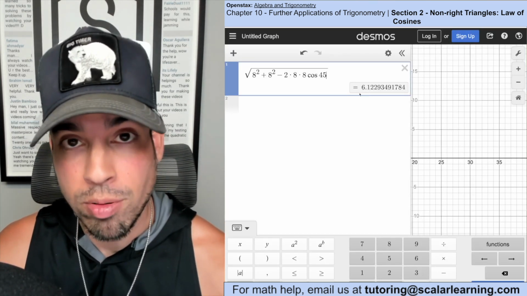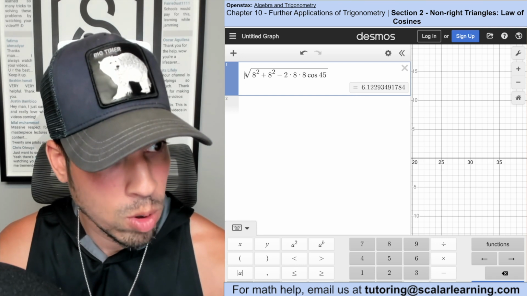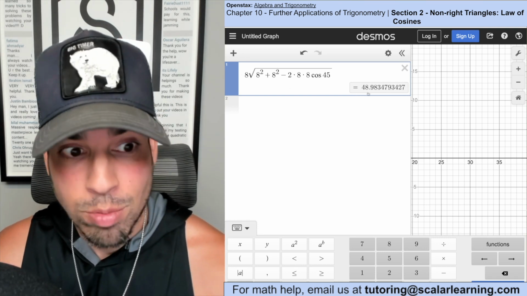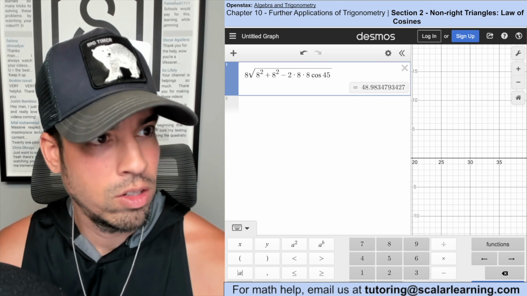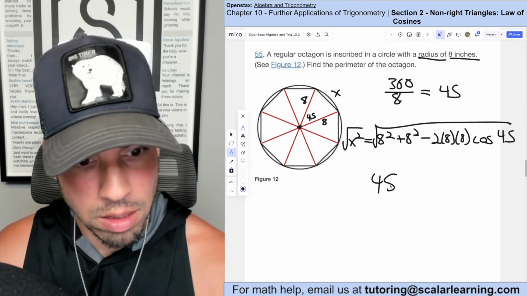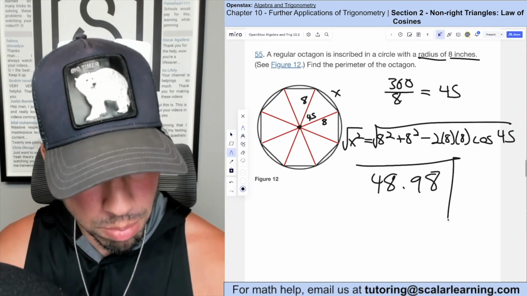But again, we need the full perimeter. So there's 8 sides. So if we multiply this whole thing by 8, we get that nice perimeter of 48.98 to the nearest hundredth. So we got 48.98 for the win. Boom, done.